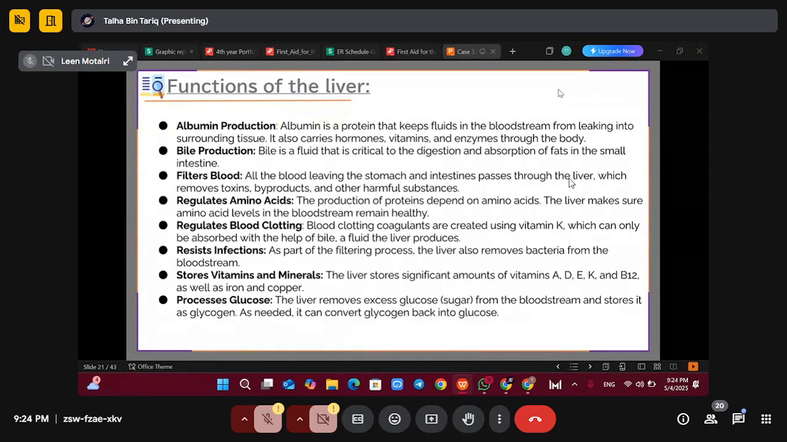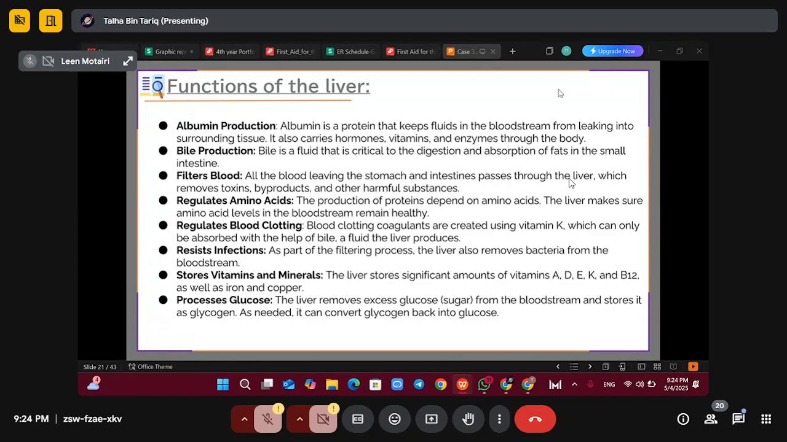Then, regulation of amino acids. The production of proteins is dependent upon amino acids. We all know proteins are made by amino acids, so the liver makes sure that amino acid levels in the bloodstream remain healthy. So it's making the proteins itself, which is albumin, and also the building blocks of proteins, which are the amino acids. You can remember the function like this. So it's making albumin, and it's making the main ingredients to make albumin, you can say, right? So we have amino acids.